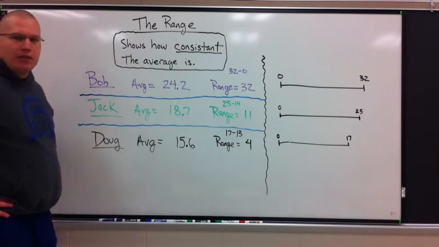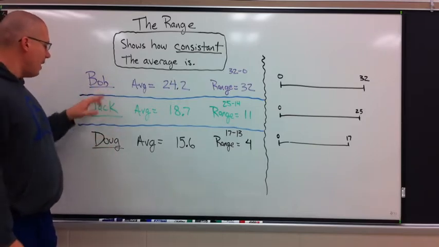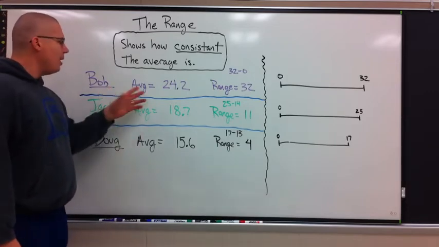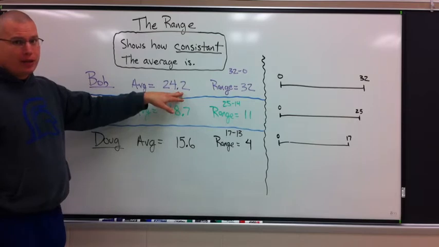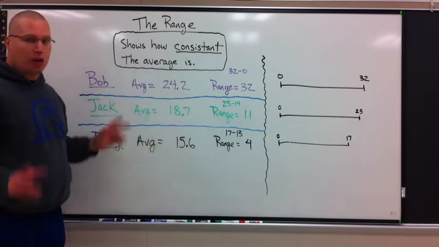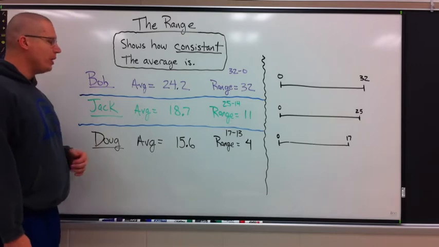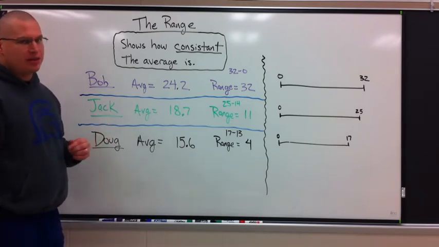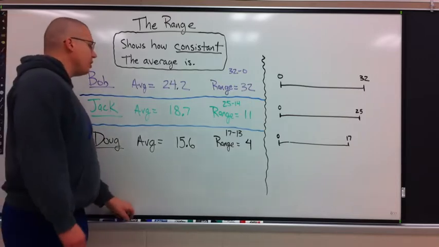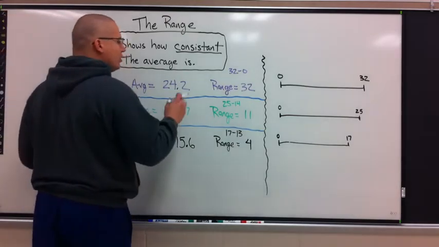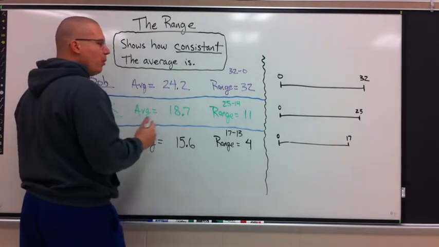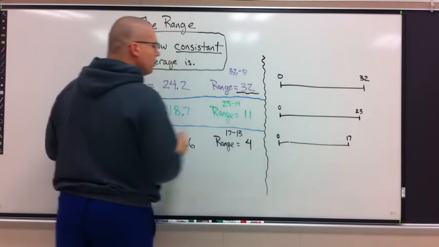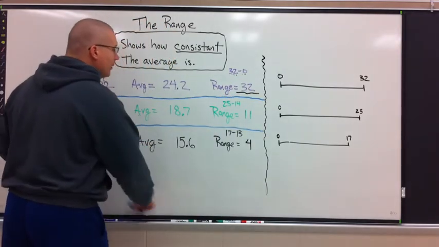If you look at this straight off and say, who would you rather have on your team? Bob, Jack, or Doug? I think you'd be silly not to say Bob. Bob averages 24.2 points. Average is one thing to tell who's the best, who scores the most points. But range also helps you to determine how consistent that person is. Let's take a look at Bob's range. Bob's range, highest points minus his lowest points. His highest was 32 minus 0. His range is 32.